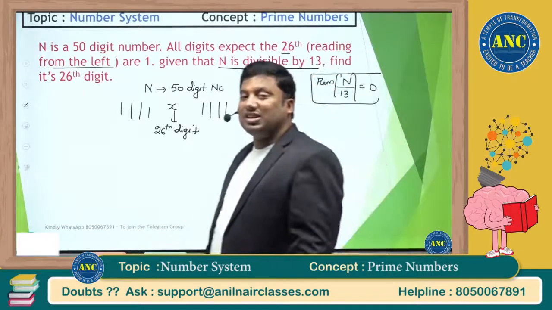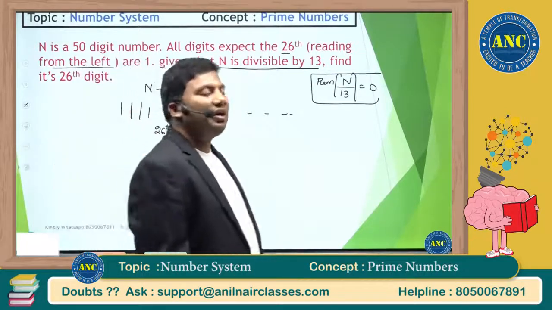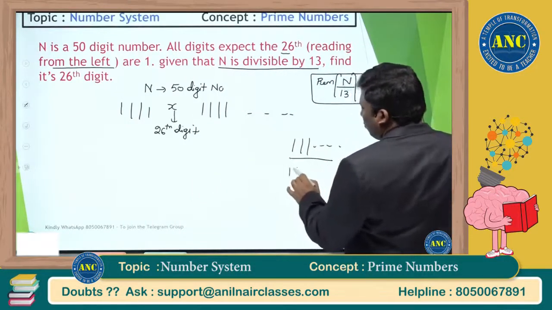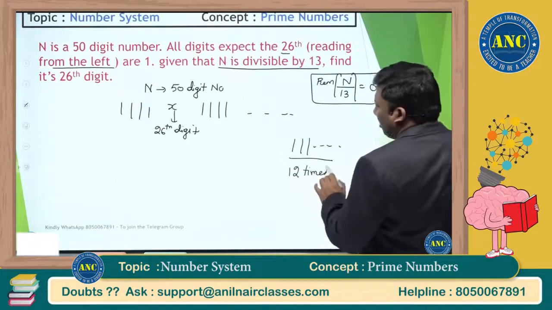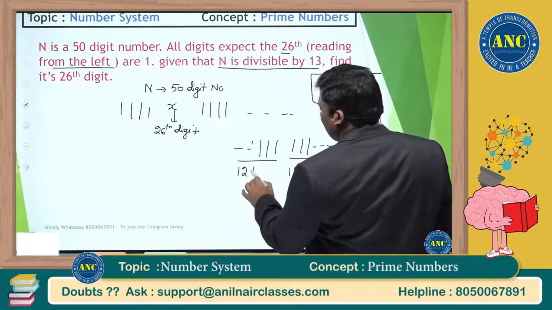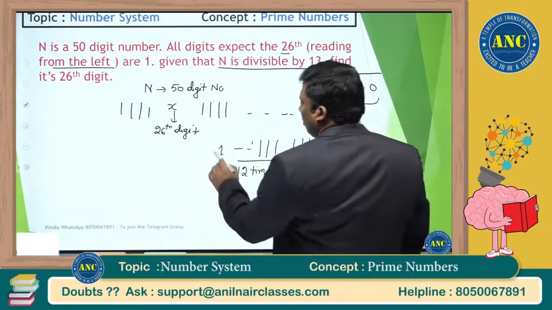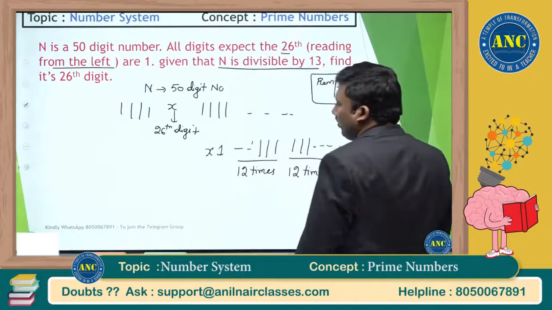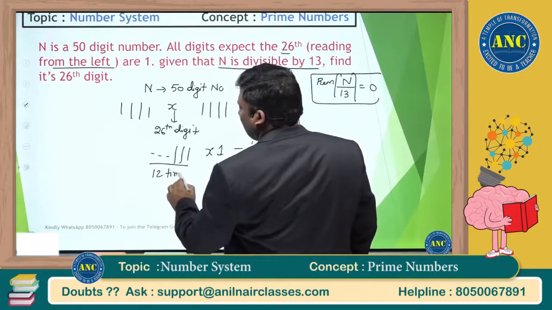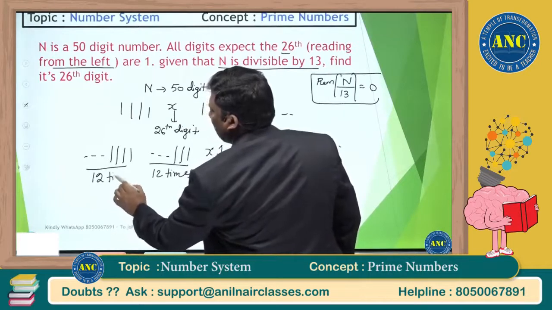What is the concept we discussed? If a number is divided by 13, the non-zero digit should be repeated how many times? 12 times. That means after 12 times it would have been 0, after 24 times it would have been 0. Then the 25th digit, and the 26th digit, I don't know. Again 1 is written 12 times.